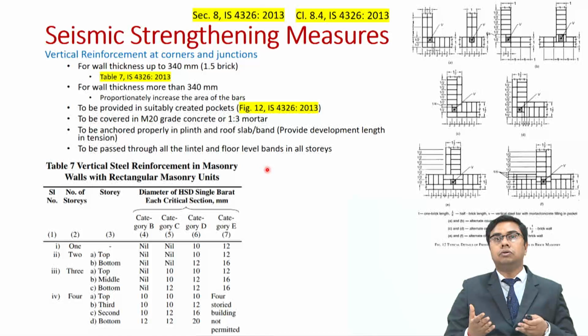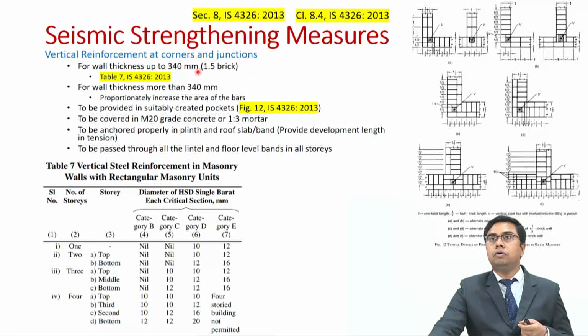Now once we have looked into horizontal reinforcement typically in form of horizontal bands, let us look into vertical reinforcement, which are usually placed at corners and junctions of the wall. So if your wall is less than 340 millimeters in thickness, that is your brick wall has 1.5 brick in dimension, then we will use table 7 of IS 4326 to obtain the amount of vertical steel in masonry walls. Let us say we are constructing a building which has been classified as building category D. How do you classify these buildings? Based on seismic zone and importance factor.